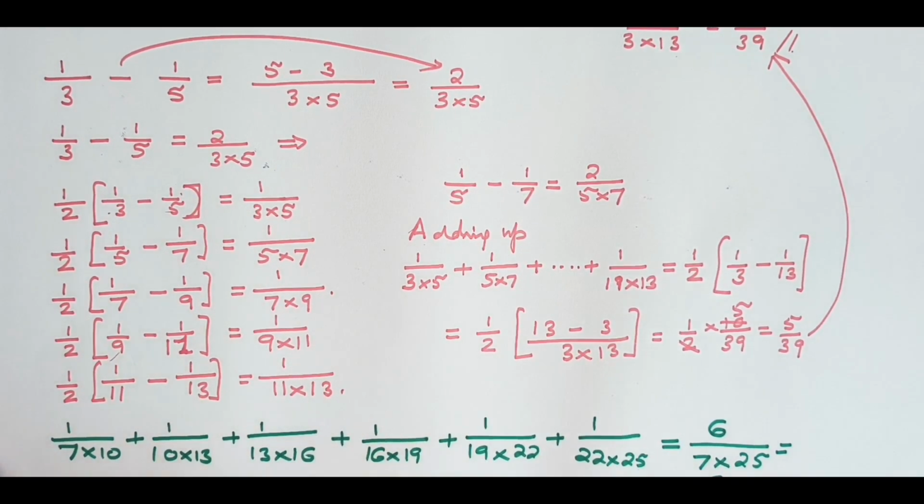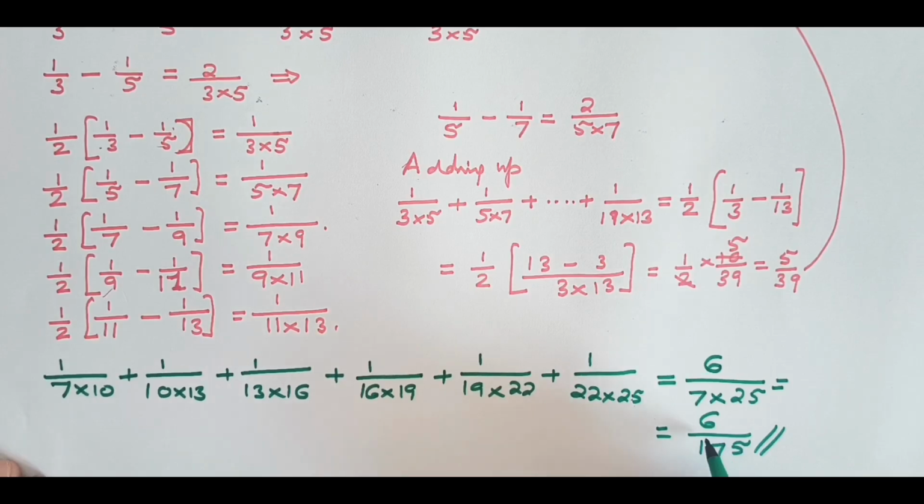This is the final answer. The shortcut is very simple. It will take just a few seconds to simplify the series. And on further simplifying, you get 6 divided by 175.